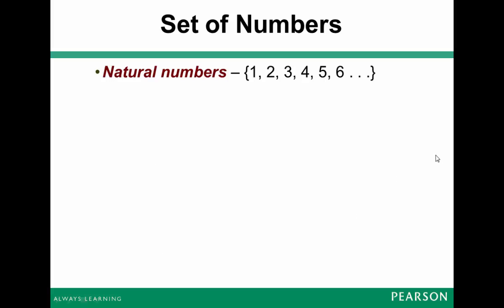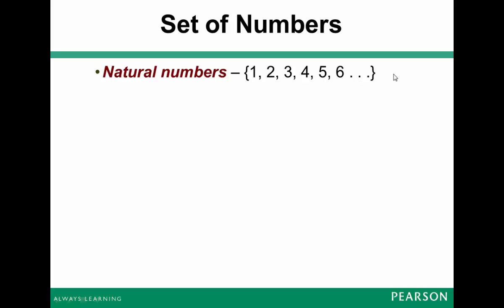Now, sets of numbers. The first set of numbers that were ever born were probably natural numbers. They were used for counting. So they begin with a 1, a 2, a 3, a 4, a 5, a 6. And they went forever and ever, as large as you wanted. Now notice out here at the end we have these 3 dots. That's called an ellipsis. And that indicates that these numbers go forever and ever.